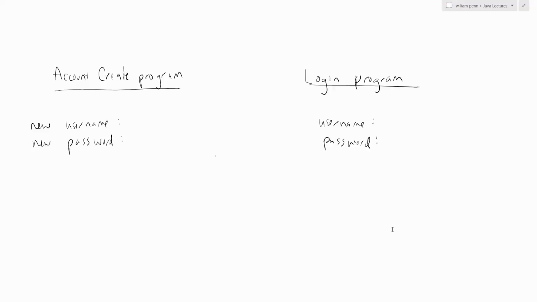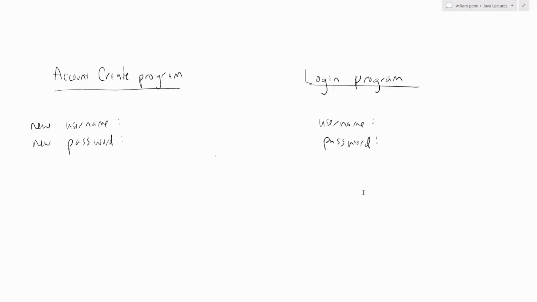So we're going to go ahead and create a couple really simple programs that will do this, and we're going to save the usernames and the passwords in a file so that when a person comes back a day later, 3 days later, a month later, whatever it may be, and they run a program to log in, we have that information stored in this file, and we can check it to see if their username and password are correct.